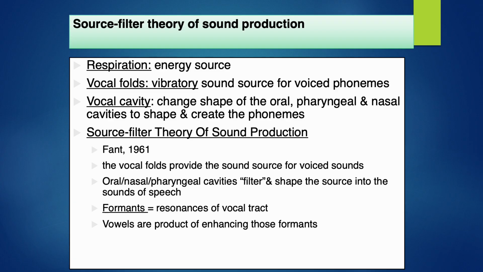Okay? So that concludes our vibratory sound source and swallowing section. And now we're going to do our articulatory system, which is largely based on the source filter theory of sound production. Again, respiration is the power source. Vocal folds are the vibratory sound source for voiced phonemes only, right? So all of our vowels and about half of our consonants. And then the vocal tract changes the shape of the oral, pharyngeal, and nasal cavities and the degree of coupling to shape and create the phonemes.